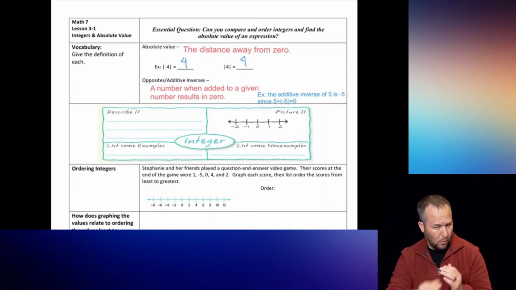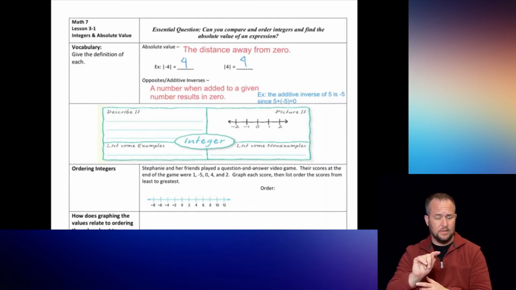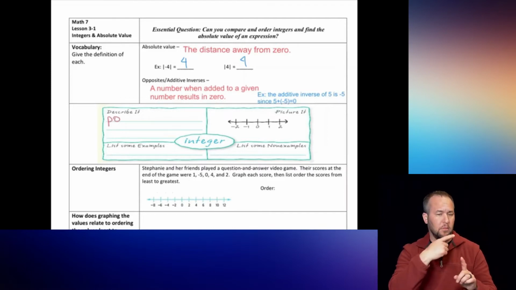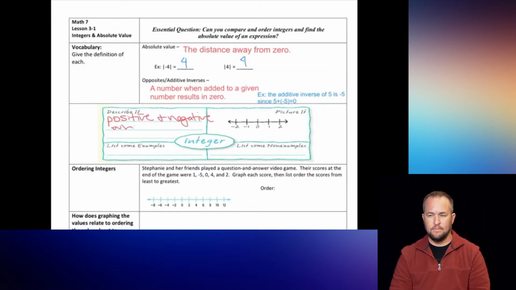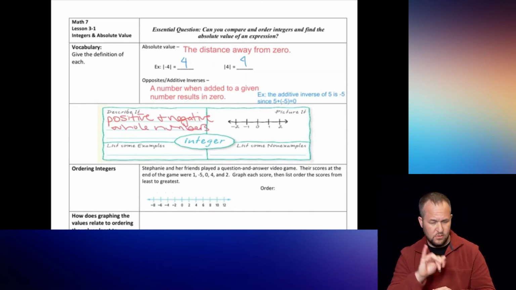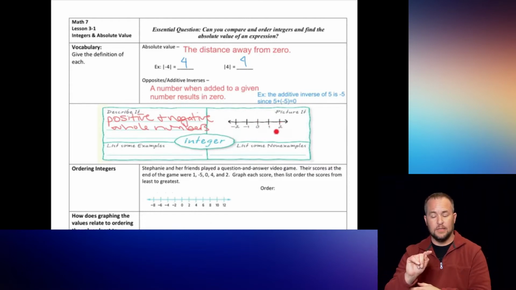Here's a visual, kind of like a graphic organizer, of what an integer is. To describe what an integer is, it's really just your positive and negative whole numbers. So if you remember your whole numbers and what that looks like, these are just the positive and negative versions of that. It helps to sometimes picture it on a number line. So typically integers are what we're using as our numbering for our number line.